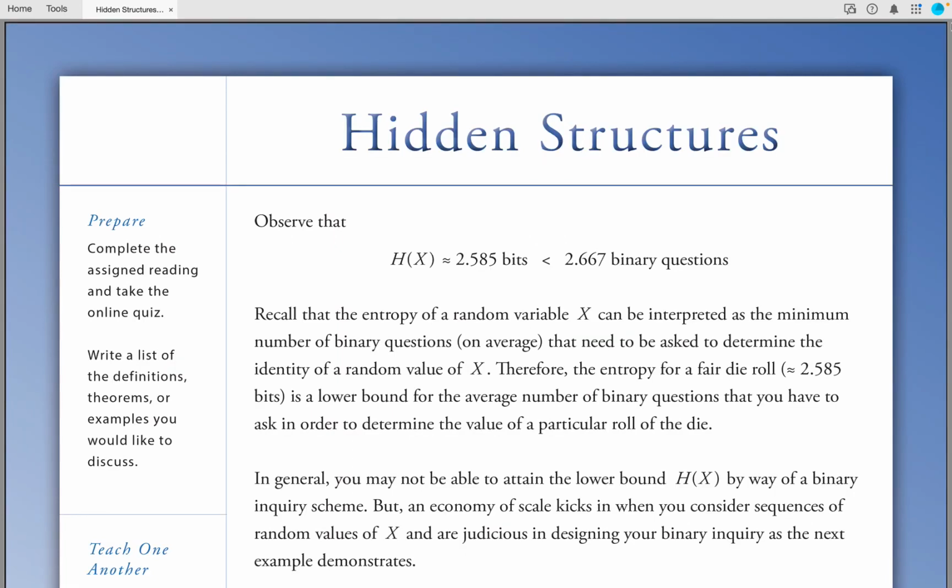Observe that the entropy calculation of 2.585 bits is smaller than the 2.667 number of binary questions. Recall that the entropy of a random variable X can be interpreted as the minimum number of binary questions, on average, that need to be asked to determine the identity of a random value of X. Therefore, the entropy for a fair die roll is a lower bound for the average number of binary questions that you would have to ask in order to determine the value of a particular roll of the die.